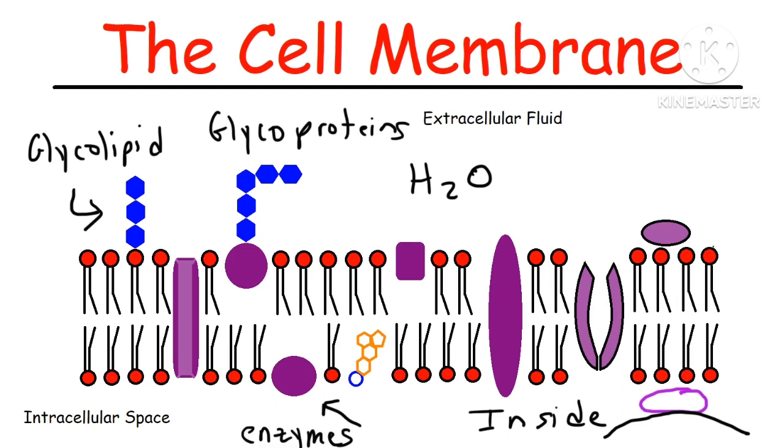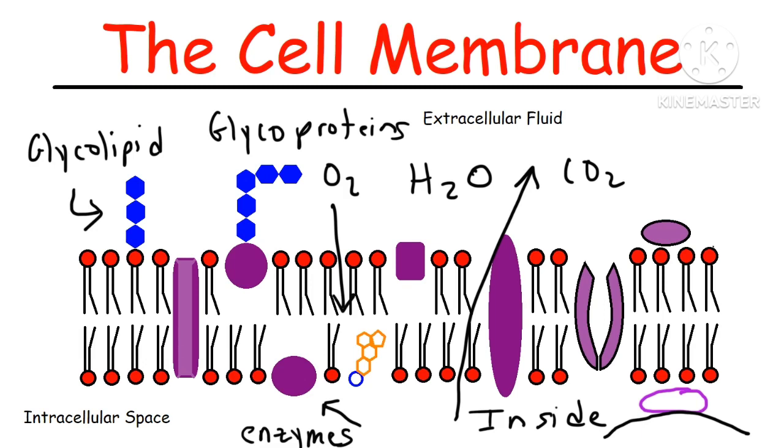Now, small nonpolar molecules can easily diffuse into or out of the cell. So when you take a breath, you're breathing in O2. Oxygen flows into the cell because the cell needs it. And then when you exhale, you breathe out carbon dioxide. So carbon dioxide tends to flow out of the cell. Both of these molecules are small and nonpolar, so they can easily pass in and out of the cellular membrane.